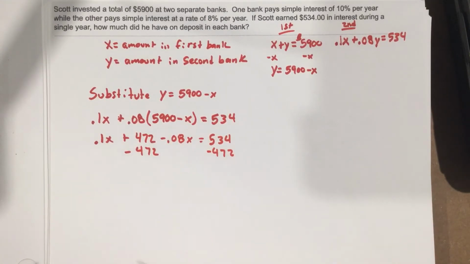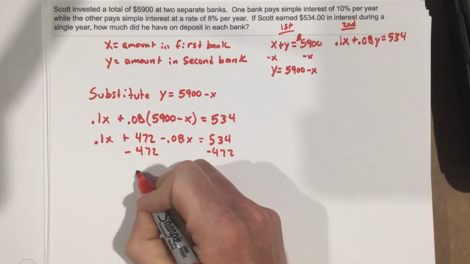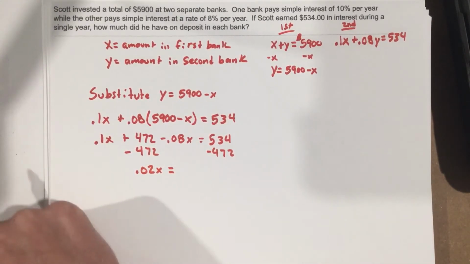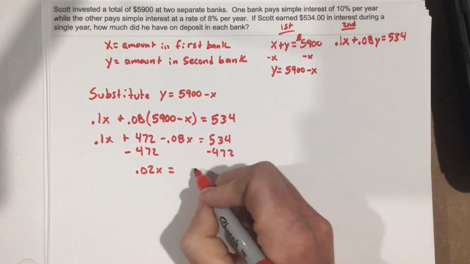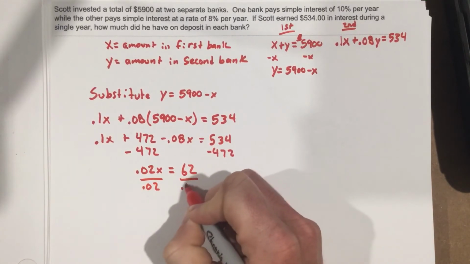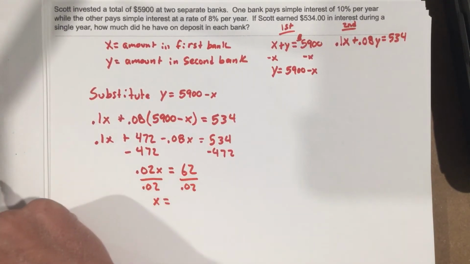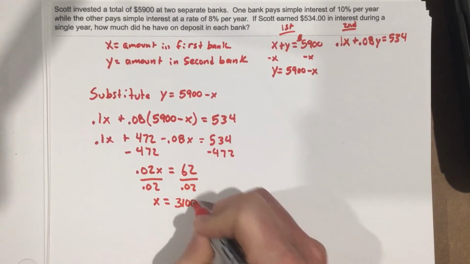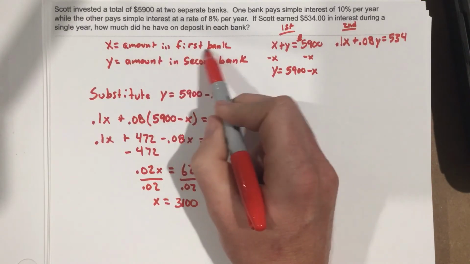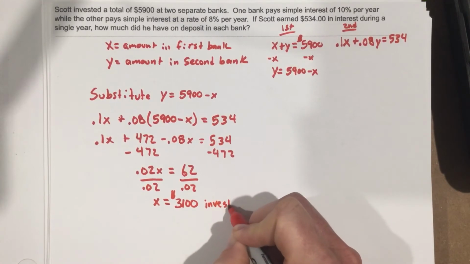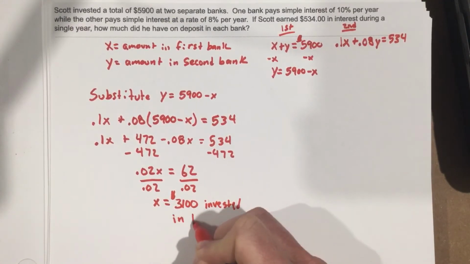Subtract the 472 over, and at the same time we're going to combine like terms here. So 0.1 minus 0.08 is 0.02X equals 534 minus 472, 62. So then we're going to divide by 0.02, and X is going to equal 62 divided by 0.02, which is 3,100. So in the first bank account, has $3,100. So 3,100 invested in first account.